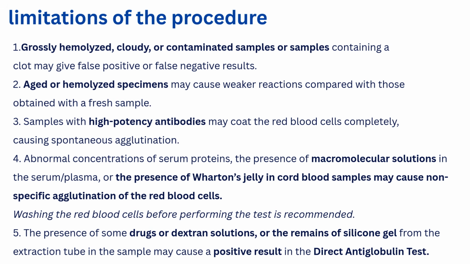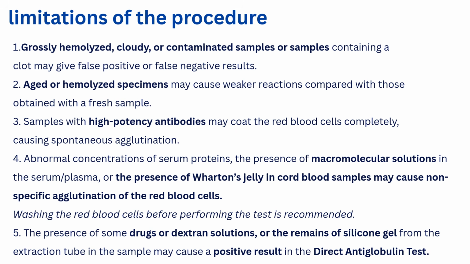So next, guys, limitations of the procedure. Grossly hemolyzed, cloudy, or contaminated samples, or samples containing a clot, may give false positive or false negative results. So if you're using a hemolyzed sample, surely it will give you false positive or negative results. How about aged or hemolyzed specimens? False negative or weaker reactions compared to those obtained with a fresh sample, and samples with high potency antibodies may coat the red cells completely, causing spontaneous agglutination.